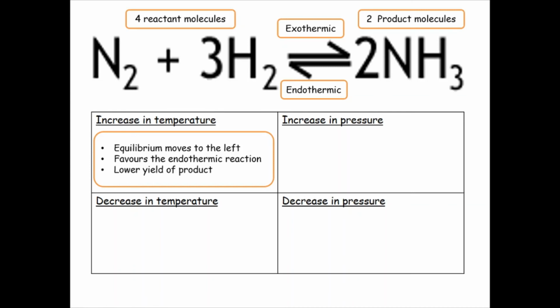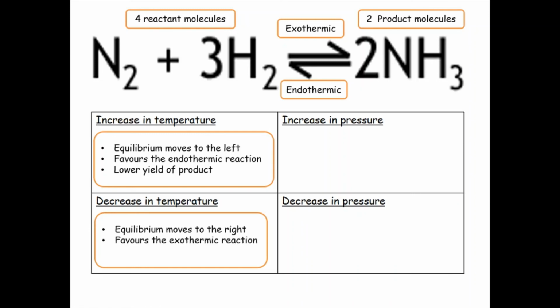Now, yield is the amount of desired product. From this reaction, we want to create ammonia. Okay? If we increase the temperature, we won't create much ammonia. So the ideal condition would be to decrease the temperature because equilibrium will move to the right, over to this side. It will favor the exothermic reaction. You have to talk about that in the exam. You'll have a higher yield of product.